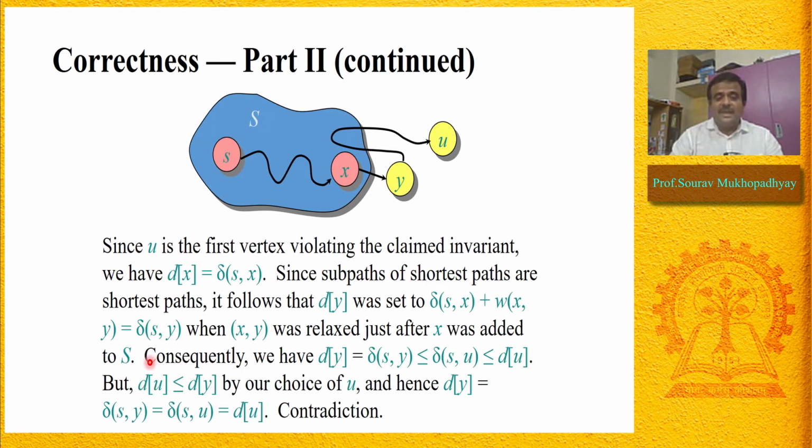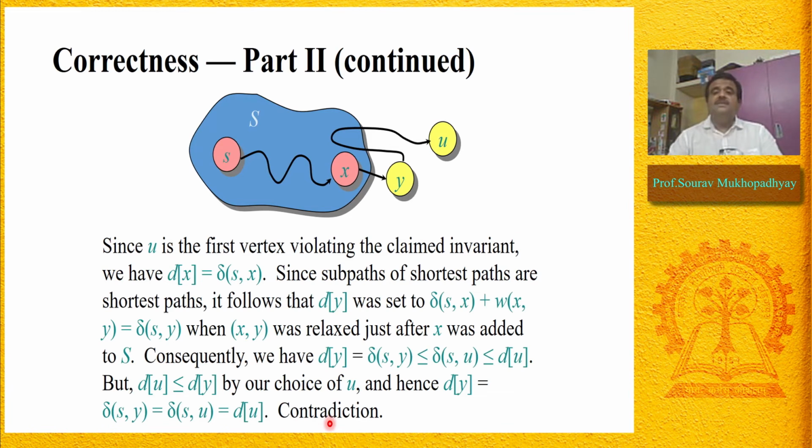That is why u is going to be added before y, because this is the greedy algorithm we are using. We will add a vertex whose shortest distance estimate from s to that vertex is minimum. So, dy must be less than or equal to du, which must be less than or equal to dy by your choice of u, and hence dy is equal to delta of s comma y, which is delta of s comma u, which is du, which is a contradiction, because this should not be true, which we have assumed. So, that is the contradiction.